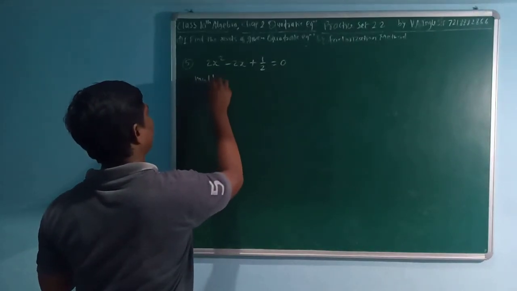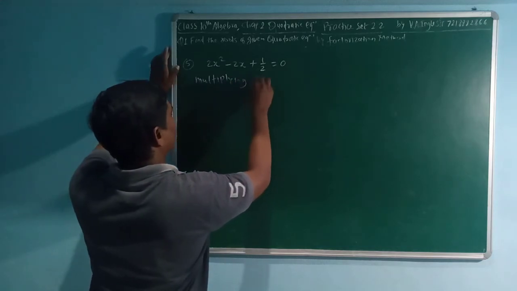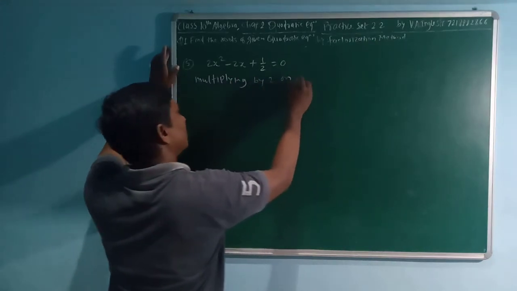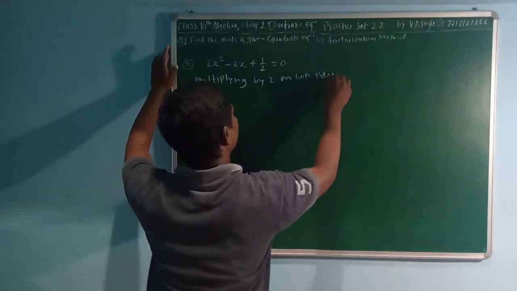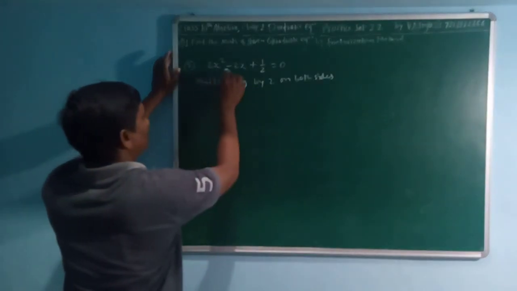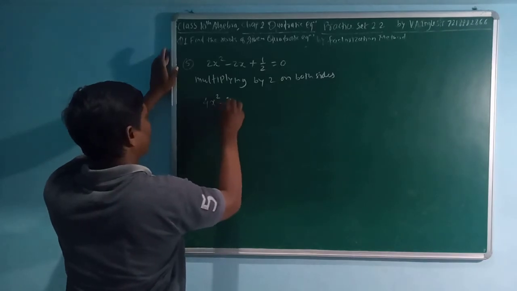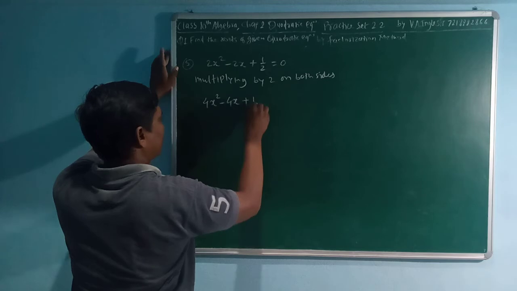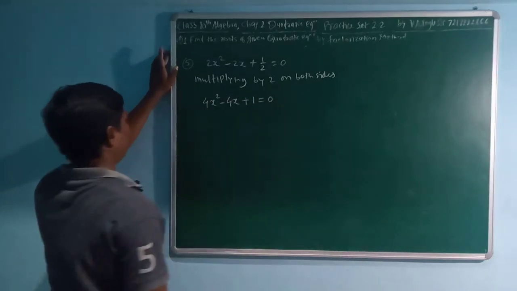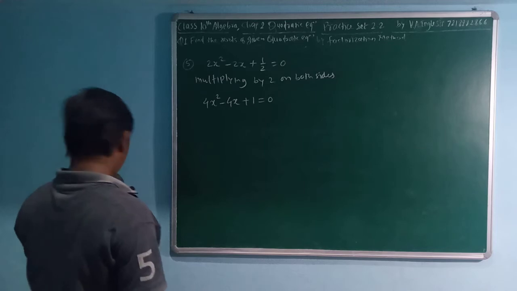So we'll multiply by 2 on both sides. So here if you multiply by 2, it will become 4. Okay. But here if you multiply, the 2 will get cancelled and only 1 will be there. So this will be the simple form in the general form of quadratic equation.